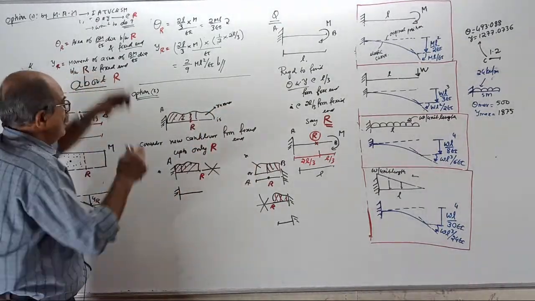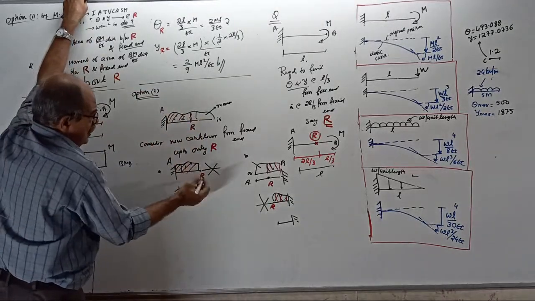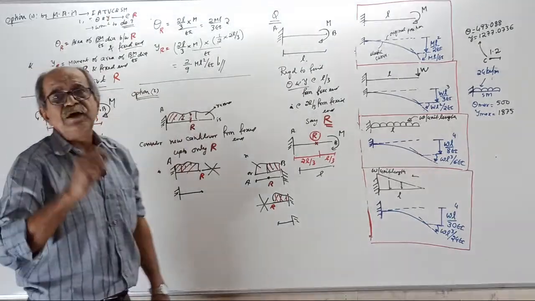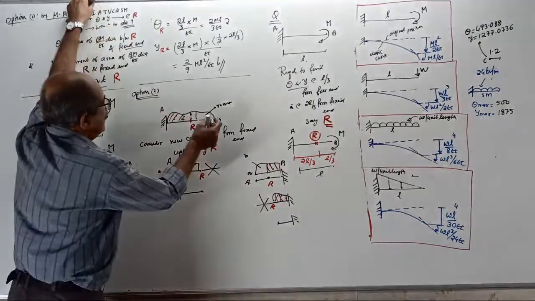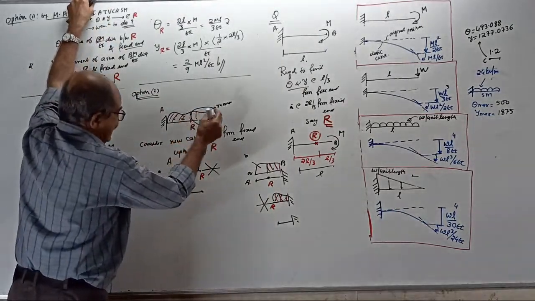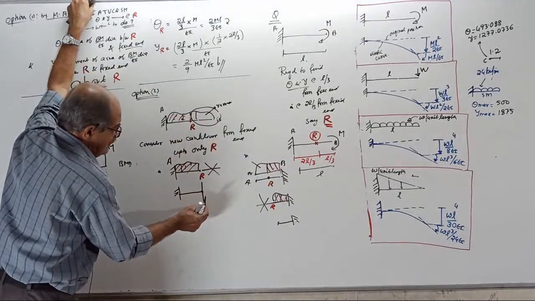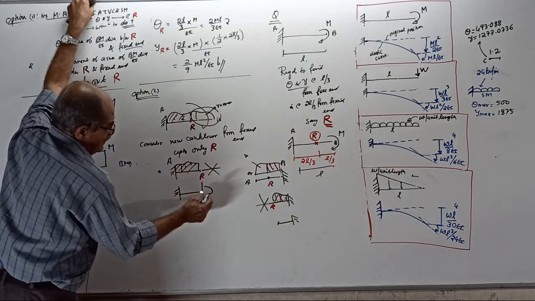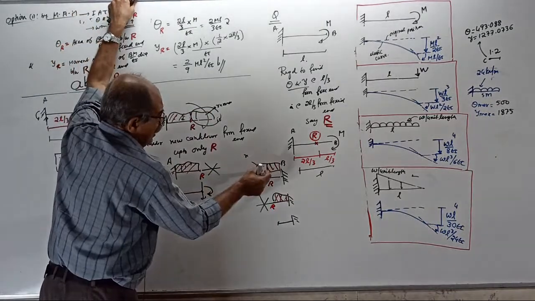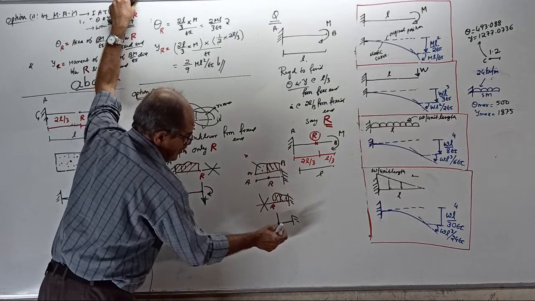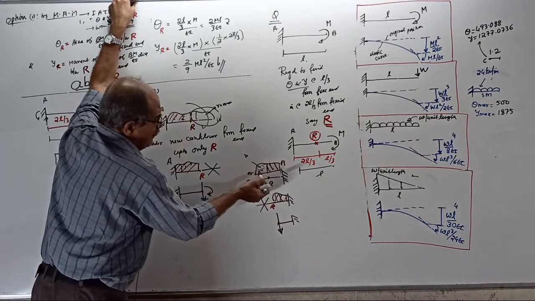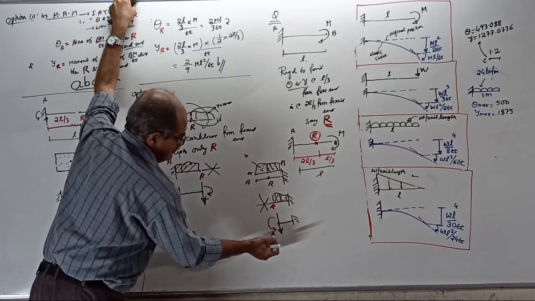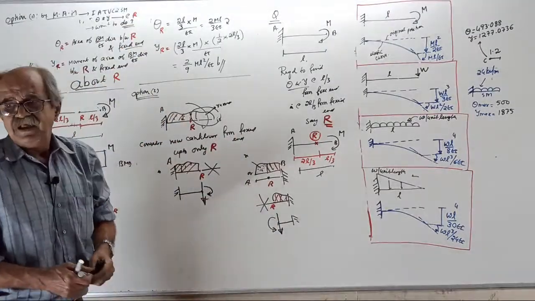So what do you do? Which portion is removed? From there, you transfer the equivalent force and couple. See, this full force, what is there? Transfer here. And whatever is the couple here, transfer here. Whatever is the couple, the moment of that force about here, transfer here. Clear now?